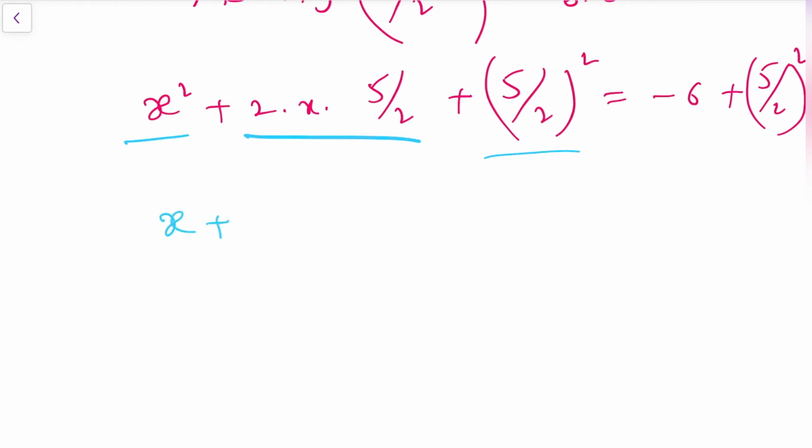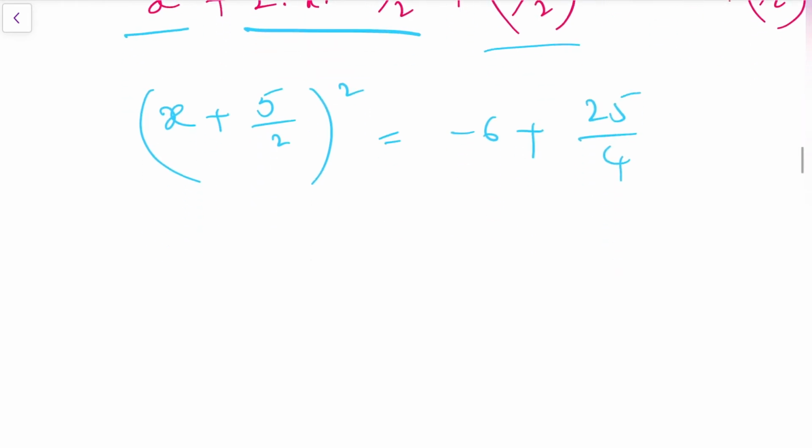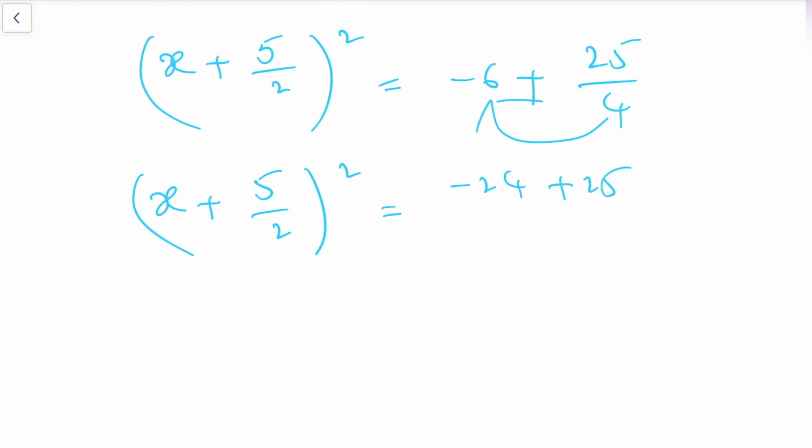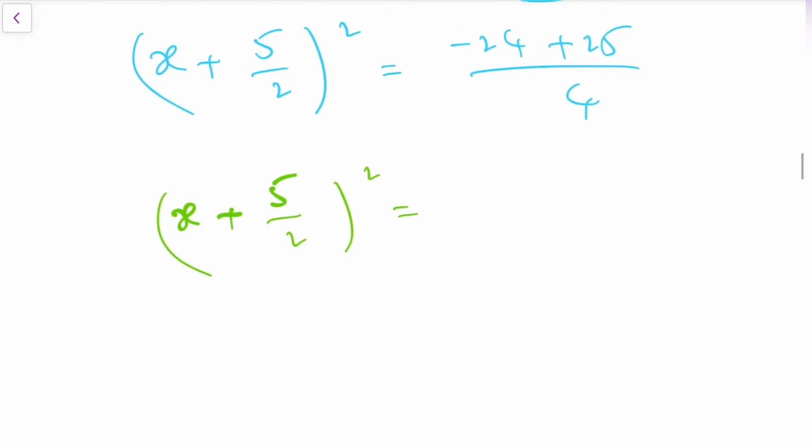So (x + 5/2)² equals (-6 + 5/2)... wait, equals -6 + (5/2)², that is 25/4. Left side I won't do anything, I'll keep it as it is, (x + 5/2)². Which equals (4 × -6 - 24 + 25) divided by 4. So now left side as it is, (x + 5/2)² equals, right side, (-24 + 25) = 1, divided by 4.